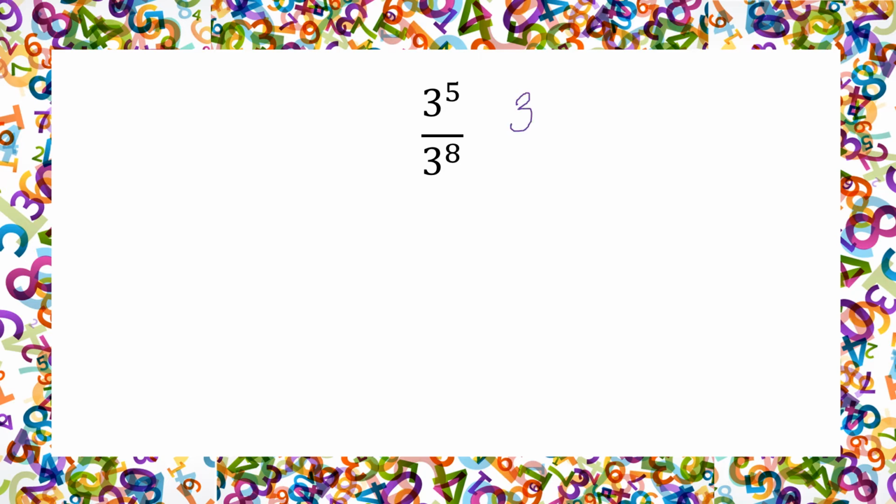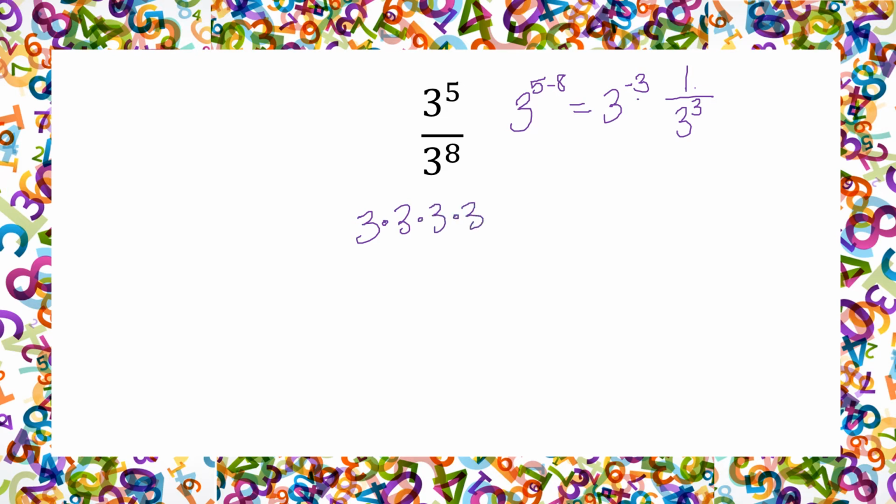3 to the 5th divided by 3 to the 8th. Because they use the same base, you can rewrite as a subtraction problem. 5 minus 8 is negative 3. And we can rewrite it, because as a negative exponent, we can move that to the bottom of a fraction. So 1 goes on top, and we get 3 to the 3rd. Okay, let's show how this one works.